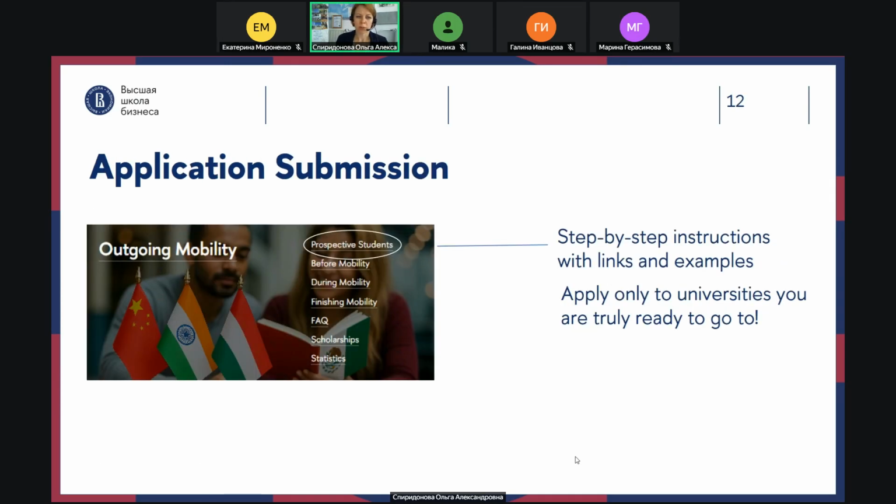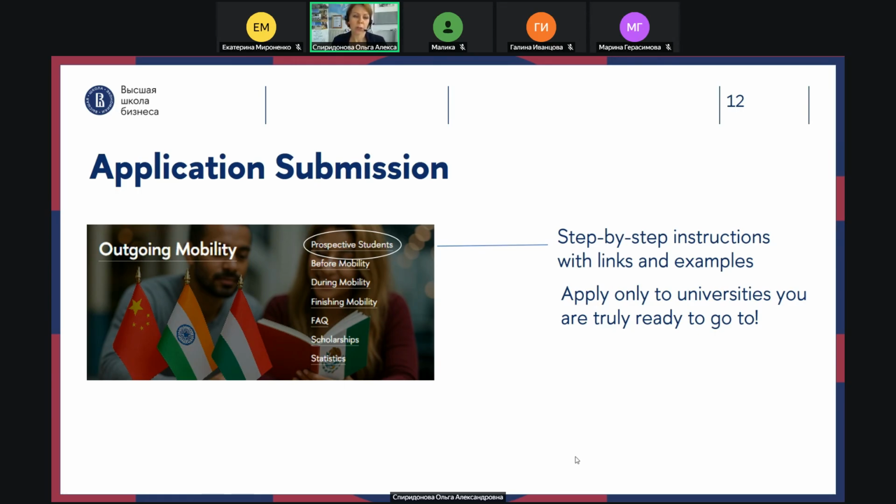So you chose the countries, you chose the university, and now you want to apply. For that, you go again to our website, go to outgoing mobility, and choose prospective students, and there are step-by-step instructions with links and examples that you can use, and that will help you to provide the documents and apply for the program.